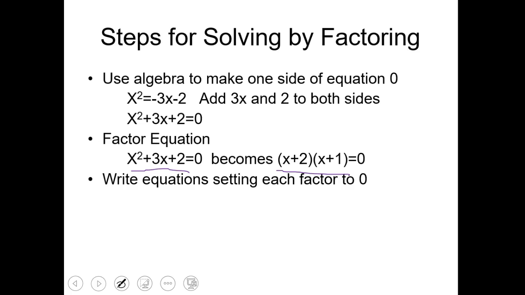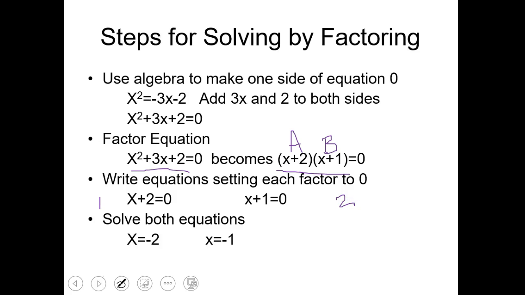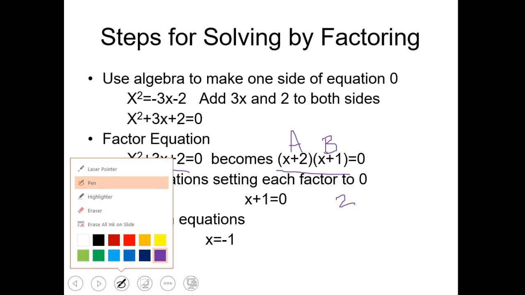Now, this means here is my a, either this is 0 or this is 0. So I write each equal to 0. There's one equation to solve, and here's my second equation to solve. So in the first one, I get x equals negative 2, and when I solve the second one, I get x equals negative 1. So the solutions to x squared equals negative 3x minus 2 are x equals negative 2, x equals negative 1. Now we can check those by placing them back into the equation.